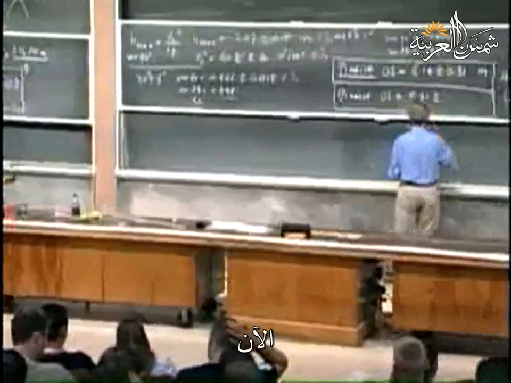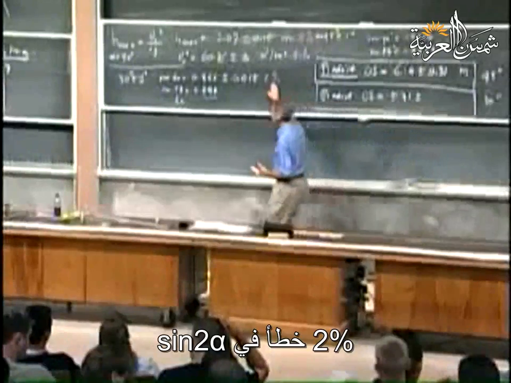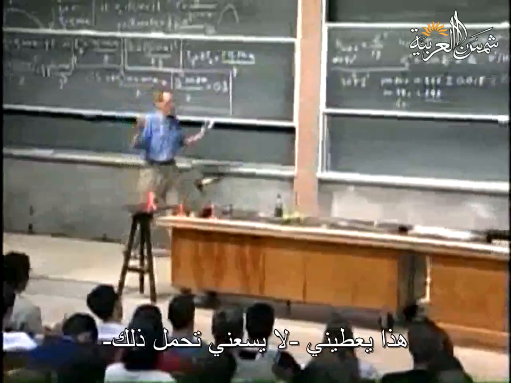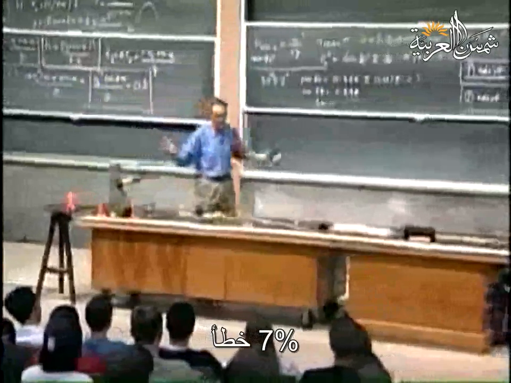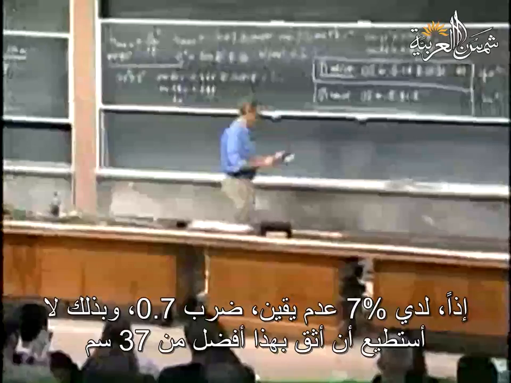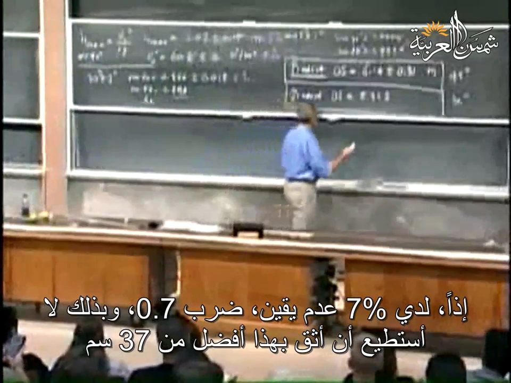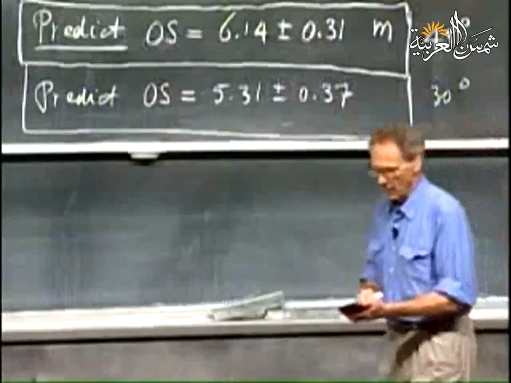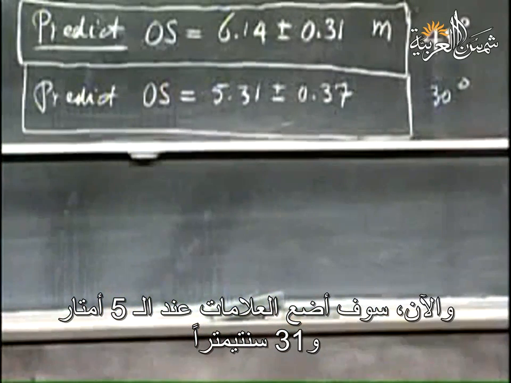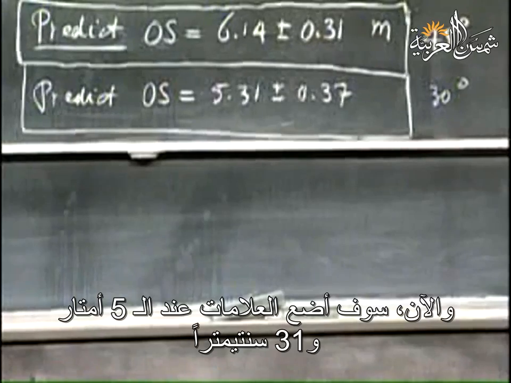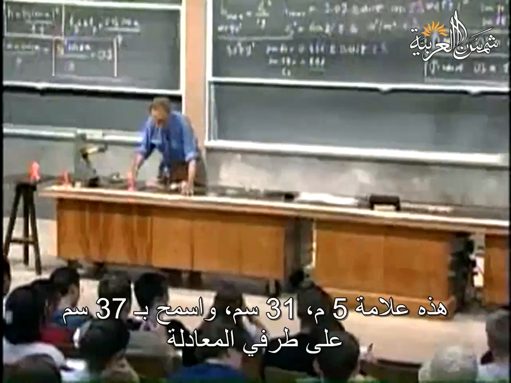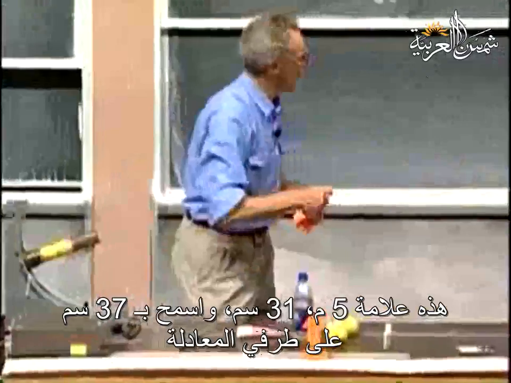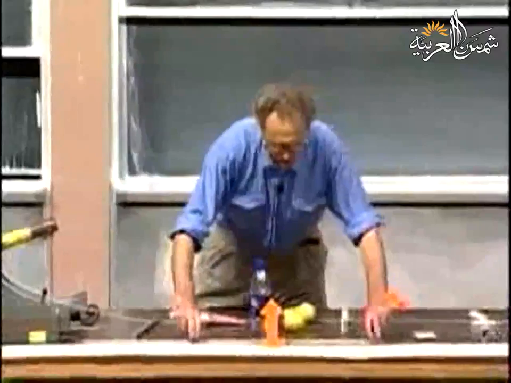plus or minus. Now, 2% error in the sine of 2 alpha, 5% error in V0 squared. That gives me, I can't help it, a 7% error. So I have a 7% uncertainty multiplied by 0.07. So I cannot trust this any better than 37 centimeters. And so now I'm going to put the markers out at 5 meters and 31 centimeters. This is the 5 meter mark, 31 centimeters. And I allow for 37 centimeters on either side.